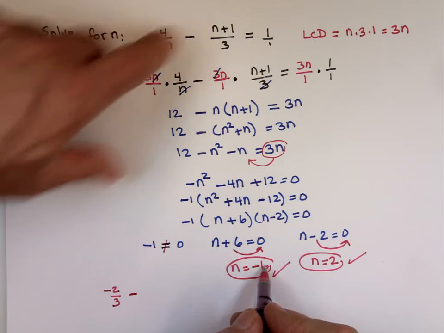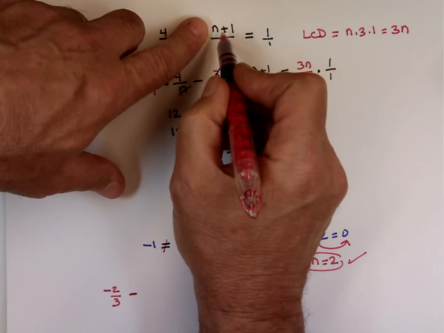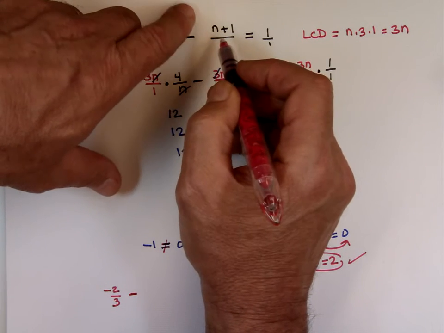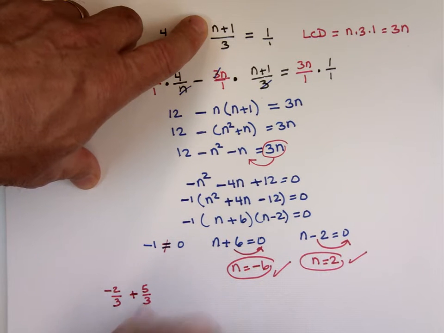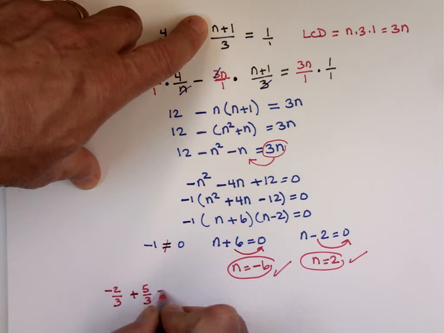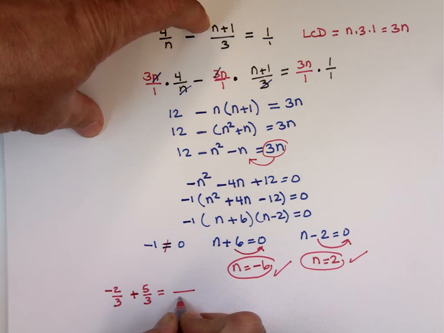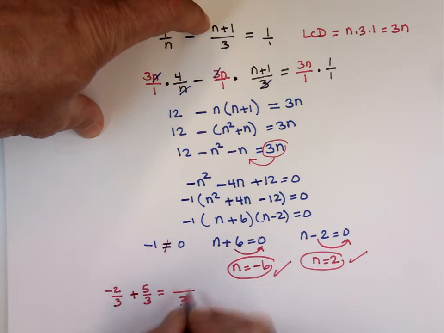When x is negative 6, negative 6 plus 1 is negative 5. So minus a minus, plus 5 over 3. Does that equal 1? Notice you have the same number in the bottom. What's negative 2 plus 5? That's 3, 3 over 3, which is 1. It does check.